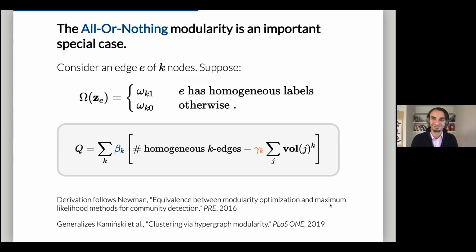Okay, I see. And one great question. Is the definition equivalent to the definition for the graph if I put k equal to 2 here? Yes, if you restrict k equal to 2 and you do some algebraic manipulations, you will get something that is proportional to the objective for graphs.